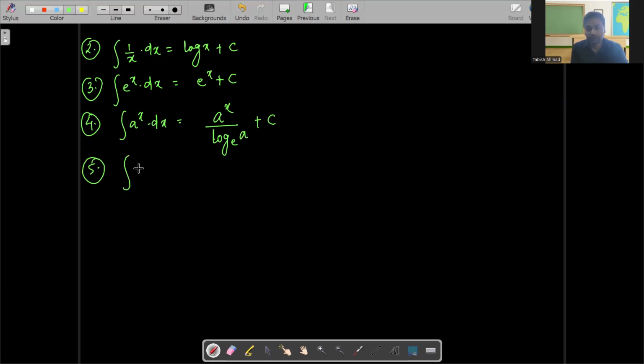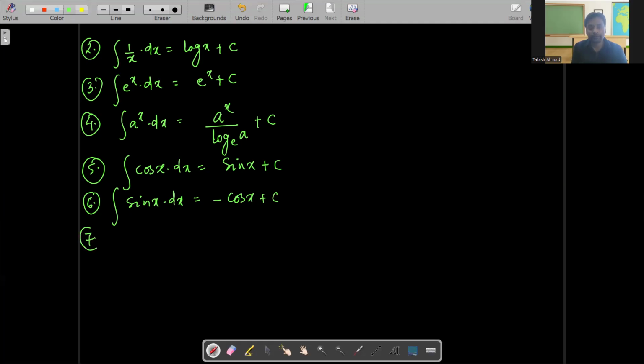Now the integration of some trigonometrical ratios, like cos x dx, that is sin x, because whenever you find the differentiation of sin x, you will get cos x. So the integration of cos x is sin x. Okay, similarly, the integration of sin x dx will be negative cos x.